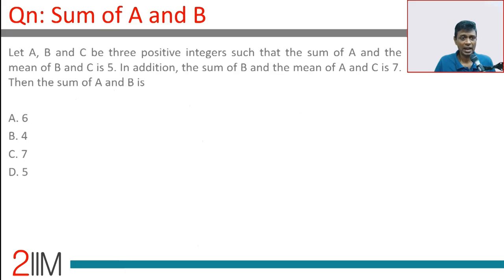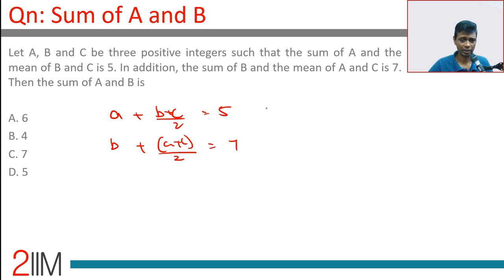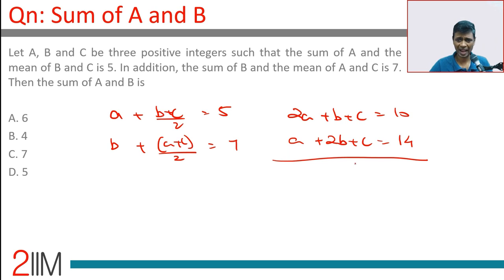A, B, and C are positive integers such that the sum of A and the mean of B and C is 5. A plus (B plus C) by 2 is 5. The sum of B and the mean of A and C, B plus (A plus C) by 2, is 7. Let's multiply these by 2. 2A plus B plus C is 10. 2B plus A plus C is 14. Lovely. I want to find A plus B. If I add these two, we'll get 3A plus 3B plus 2C. I don't want that. If you subtract one from the other, C will disappear. You subtract the right way. I don't want negative numbers. B minus A is 4.